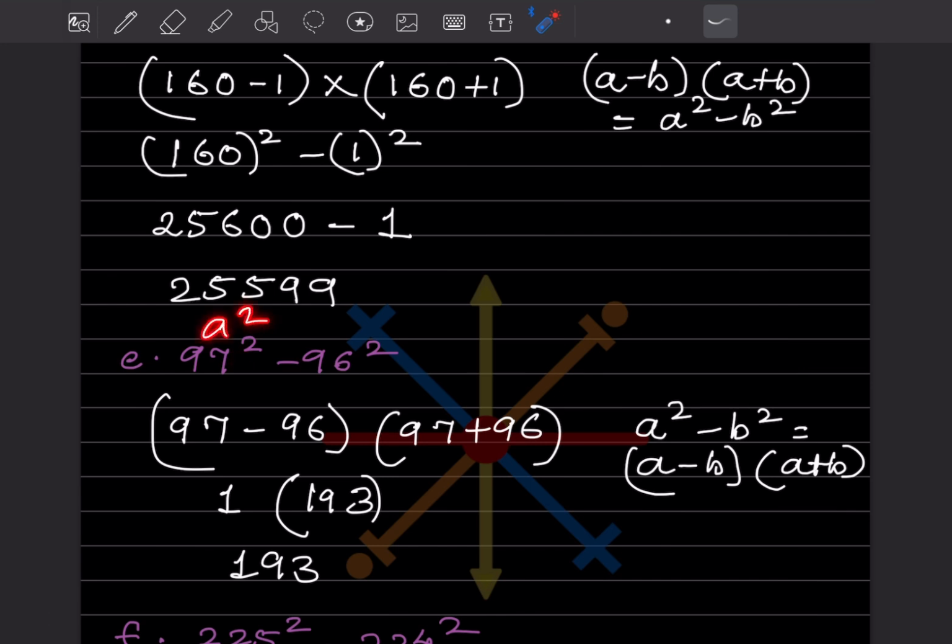Now for this one, this is slightly different. This is a square minus b square, so the opposite of that one. So a square minus b square means again a minus b and a plus b. So what is a? A is 97 minus 96, and this will be 97 plus 96. So when you subtract this, you get 1. Add this, you get 193, and this is actually multiplication, so that is going to be 193.